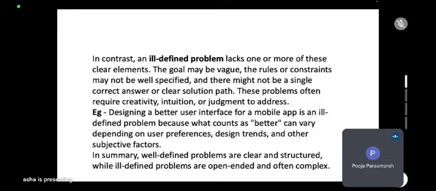So they are not clear on which path they need to choose. That type of problem is called an ill-defined problem. These problems often require creativity, intuition, or judgment to address.